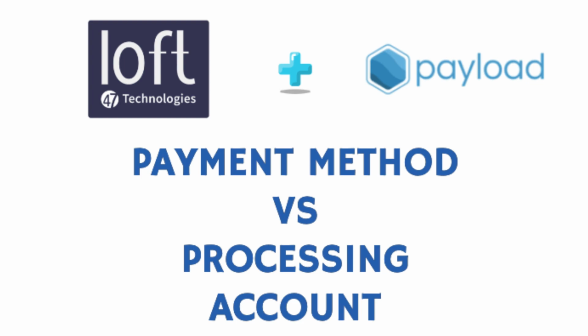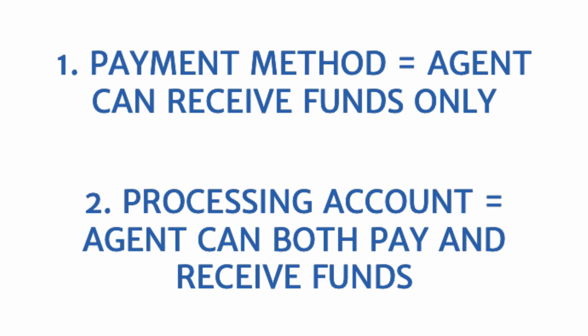Now, the next thing we need to look at is the different accounts that you can set up in terms of your agents. So you can set up a Payload account which is a payment method, which means your agent can simply receive funds only, or you can set up what we call a processing account, which allows agents to both pay and receive funds.